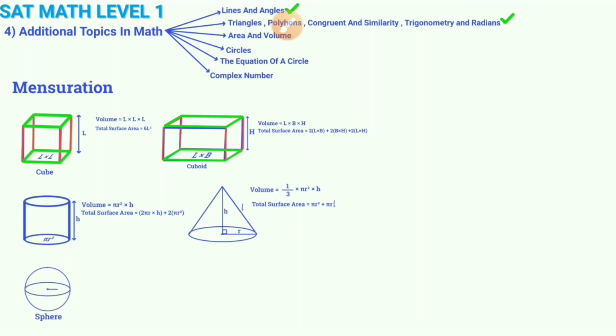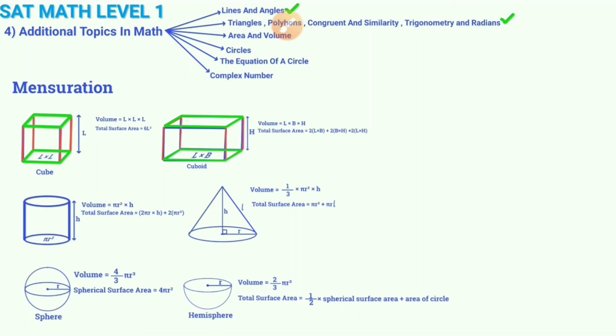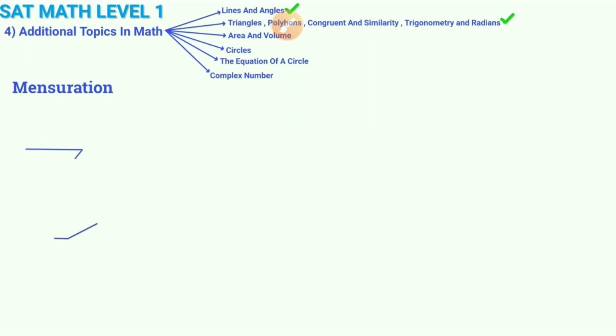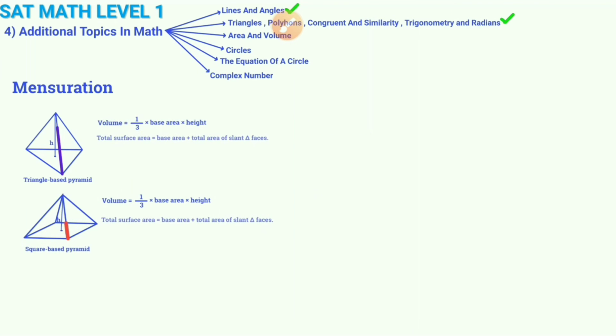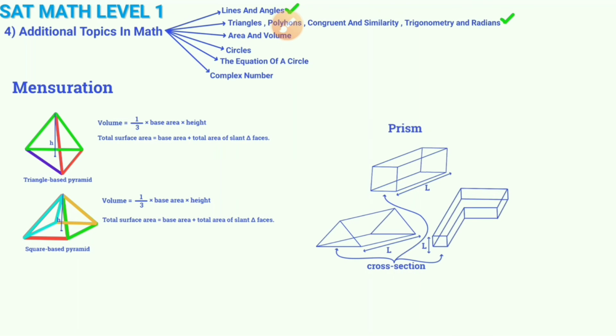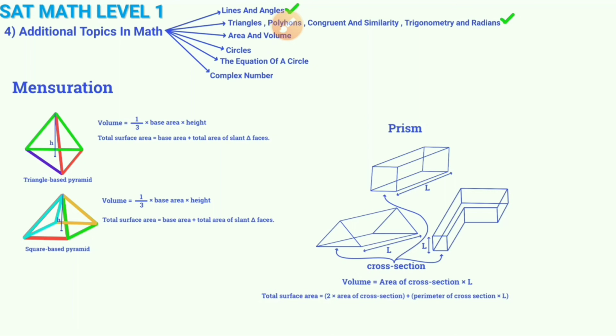Oh, you find the total surface area by the slant height. You can easily find the volume. The sphere, finding the volume, the total surface area. Hemisphere, volume, the total surface area. Okay. And done. Triangle base pyramid, square base pyramid. Okay. Prism. Finding the volume and the total surface area. Volume is area of cross section times L. Total surface area is 2 times area of cross section plus perimeter of cross section multiplied by L.